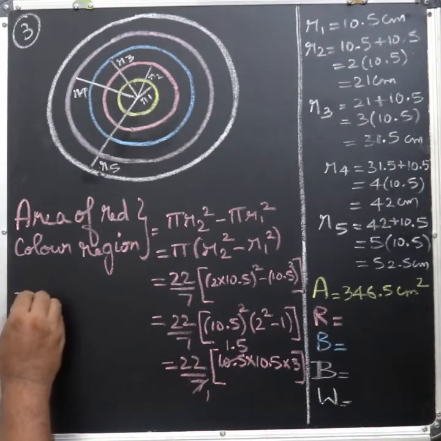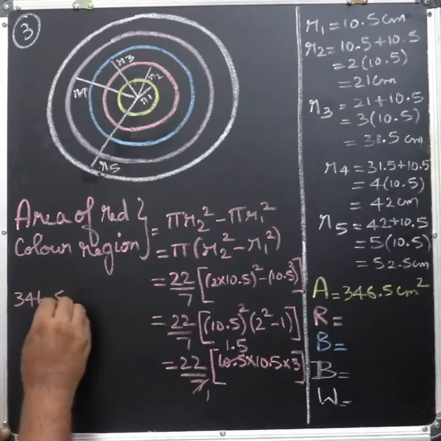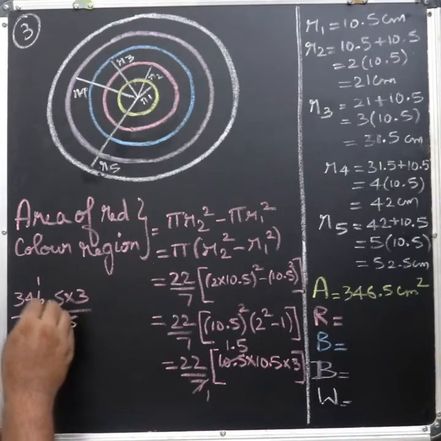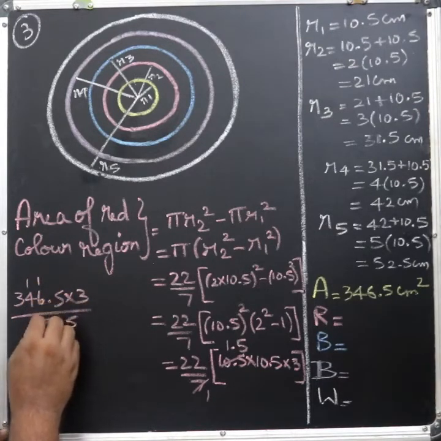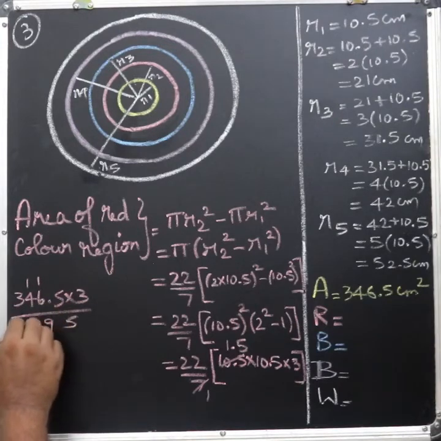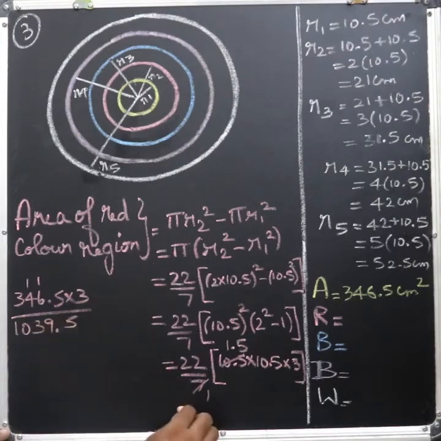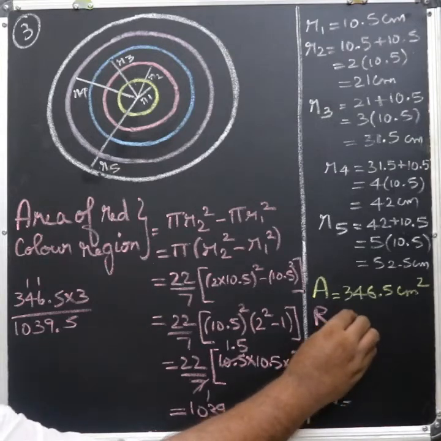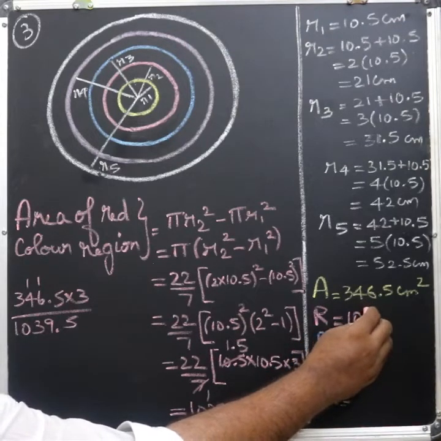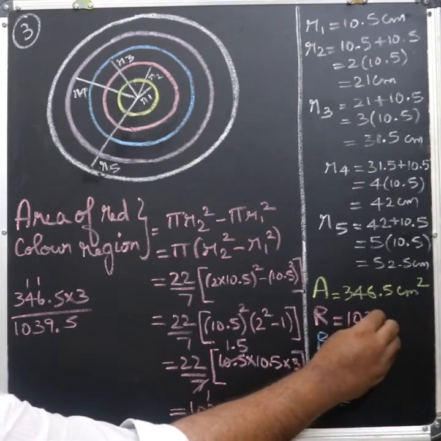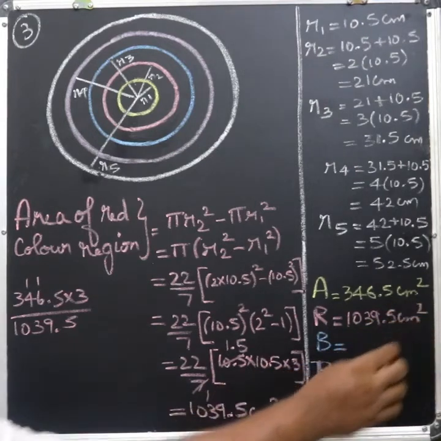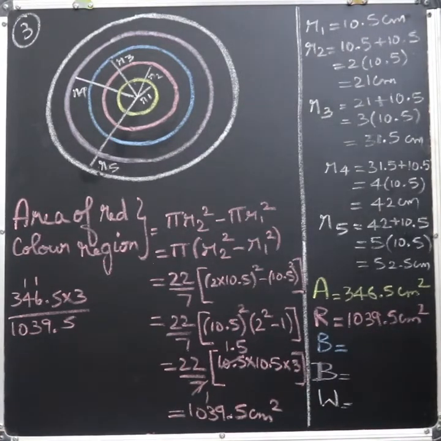When you multiply 346.5 by 3, we get 5 3s are 15, carry 1, 6 3s are 18, 19, carry 1, 4 3s are 12, 13, carry 1, 3 3s are 9, 10. So we get 1039.5 centimeter square. Now we have found area of that red region. It is 1039.5 centimeter square.